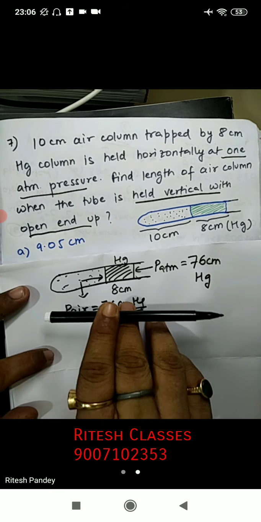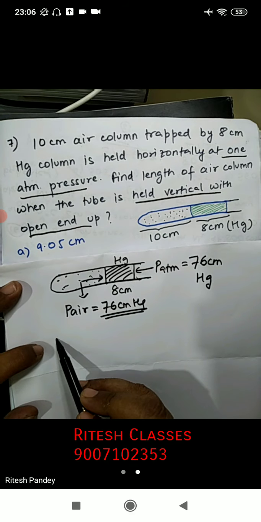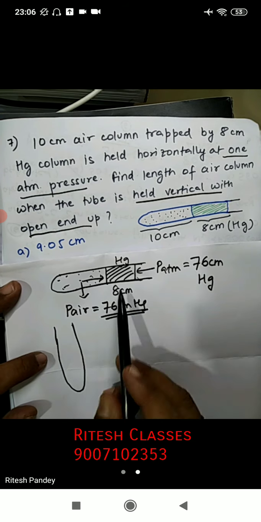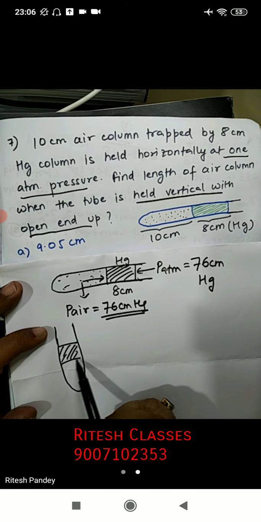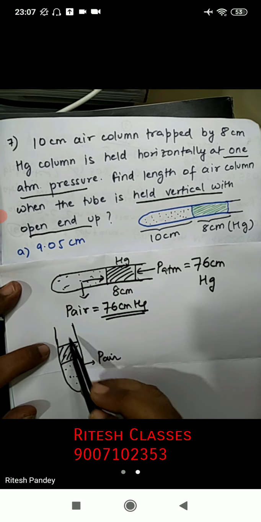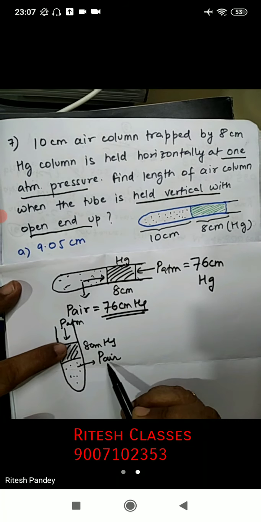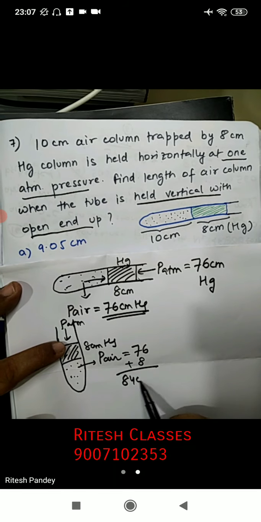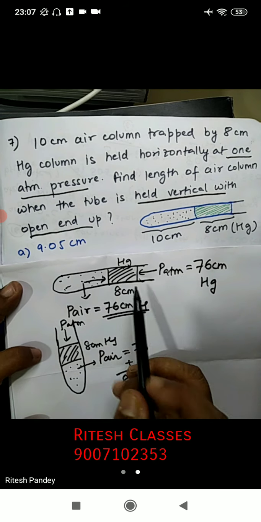Jab is tube ko ghuma ke aise kar denge, jab is tube ko horizontally ghuma ke vertical kar denge, when you tilt it vertical, open end up, naturally the mercury column will slide down. Because the pressure will increase. Now, the pressure here, over the air column, is because of the atmospheric pressure plus 8 centimeter of mercury. So the pressure over the air column here is 76 plus 8, which is 84 centimeter of mercury. When the tube is turned from horizontal position to vertical position, the mercury column will slide down.